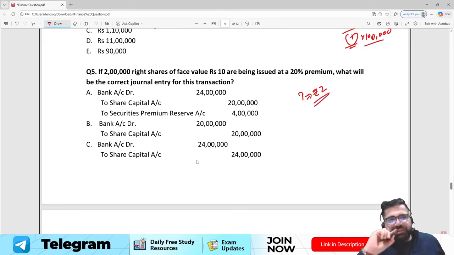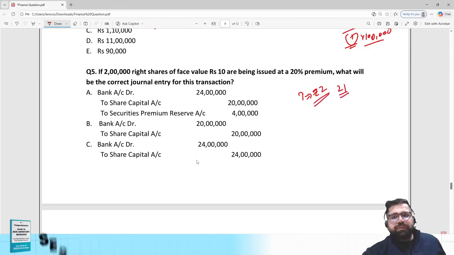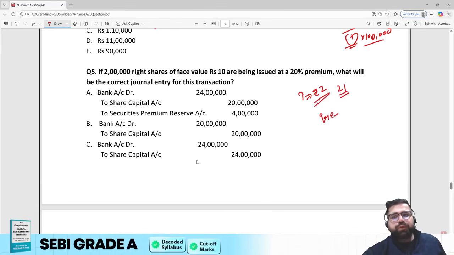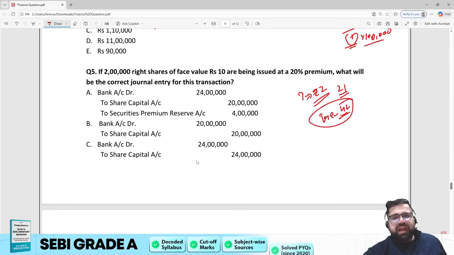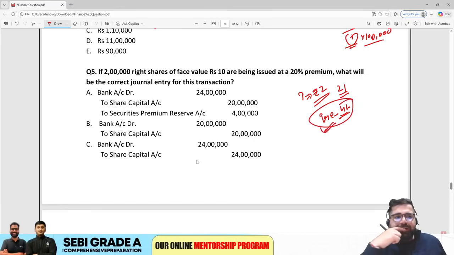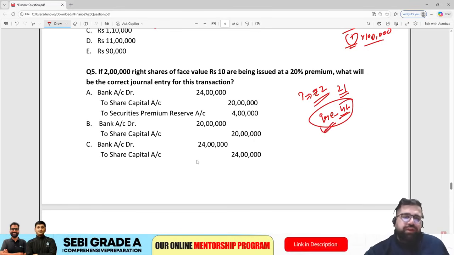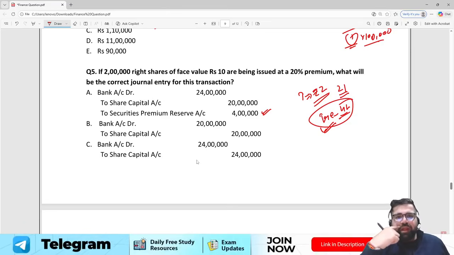How many shares are you issuing? 2 lakh. So the total premium collected will be 2 lakh into 2, which is 4 lakh. This 4 lakh will be transferred to securities premium reserve, right? So I think option A is correct, because in option A you are transferring your 4 lakh to securities premium reserve. And what is the total amount of money which you are collecting?